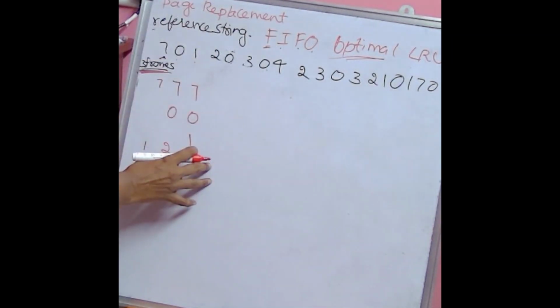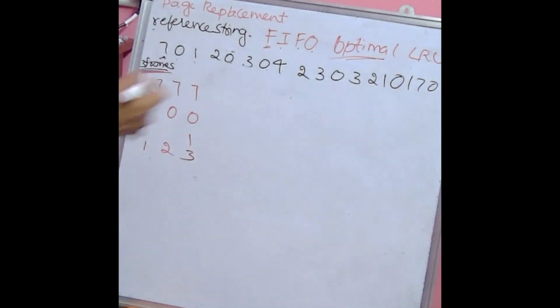Till this point, it is the same for all the 3. Next one is optimal. For optimal, every time we need to check which page is not required in the near future. In these 3, the page which is not required in the near future is the one that we need to replace.